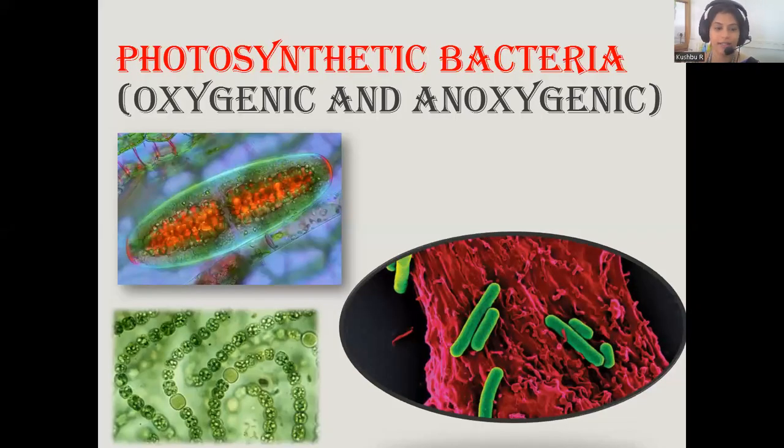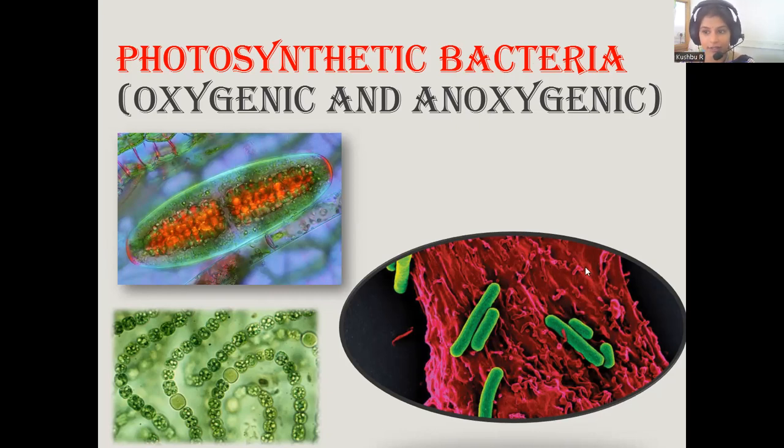Welcome back. In today's class, we will be learning about photosynthetic bacteria and its difference, that is between oxygenic and anoxygenic photosynthetic bacteria. Yes, just like plants, there are a few bacteria that are capable of synthesizing their own food. They are the photosynthetic bacteria. They have their own photosynthetic pigments, accessory pigments to synthesize their food. Under that classification, we're going to learn about oxygenic photosynthetic bacteria and anoxygenic photosynthetic bacteria.